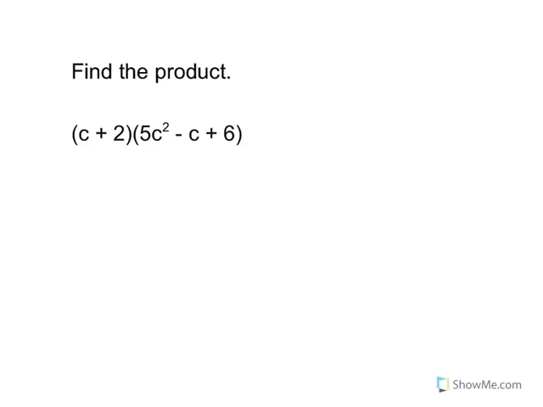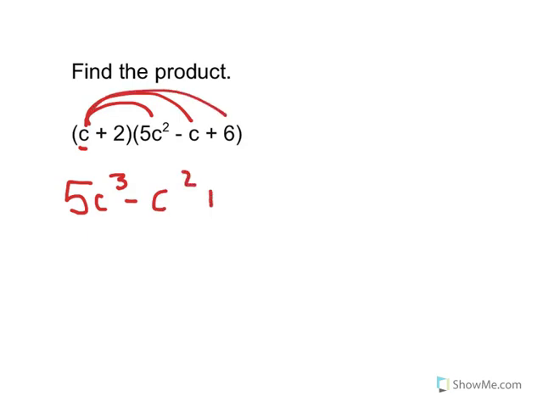So if we do this, we're going to make sure that this c right here gets multiplied by 5c squared, which would be 5c to the third. It gets multiplied by that negative c, which would make it negative c squared. And it gets multiplied by the 6, which would make it plus 6c. Then you just do the same with the second one.